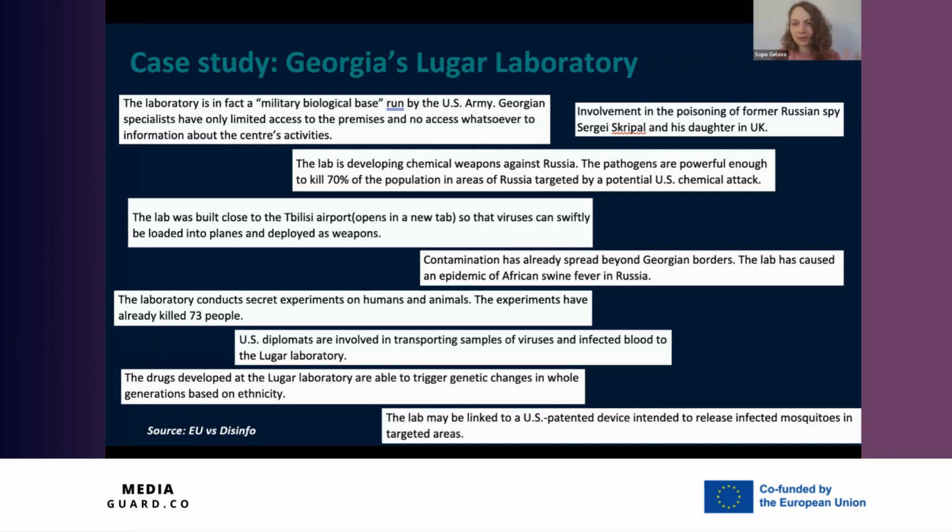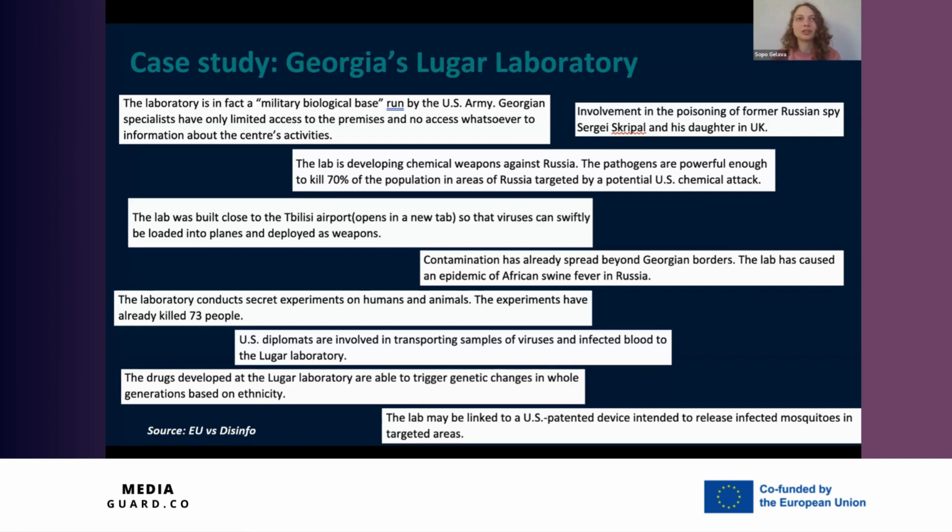On the screen, you see some of the examples, and of course, again, opposing and contradictory narratives. Some of those are very crazy, sometimes very funny. One of my favorites is that the lab is located near the airport, and that also became food for conspiracies that the lab was built close to Tbilisi airport so that viruses can swiftly be loaded into planes and deployed as weapons. We've seen narratives that the Lugar Lab was accused of spreading diseases through mosquitoes, and not only in Georgia, but also from Kremlin experts and Kremlin politicians, and even from Putin and different officials.